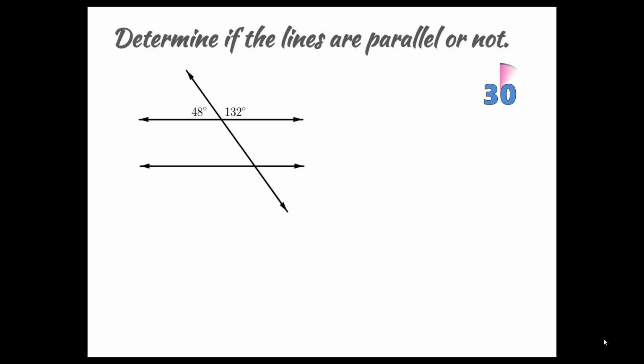All right, here we're giving another example. This time we are given two angles next to each other. One is 48 degrees and the other is 132 degrees. Think about the angle relationship it gives, and if that allows us to determine our lines are parallel or not.